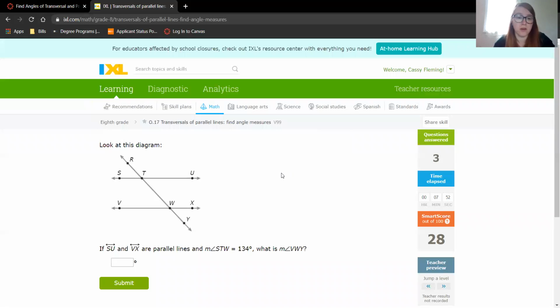So lines SU and VX are parallel. The measure of angle STW, so ST, oopsies, forgot to draw again. STW is 134. What is VWY? VWY. They are the same. Just gotta look at it and be like, yep, they're the same, 134.